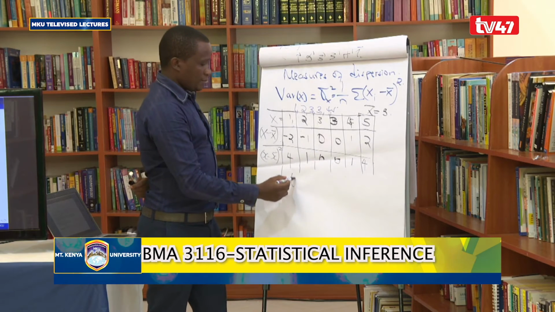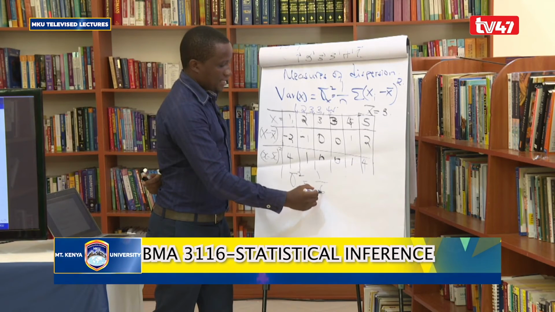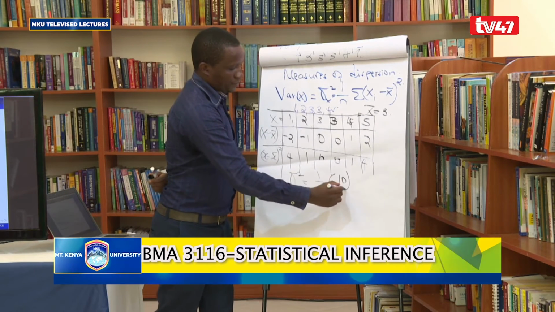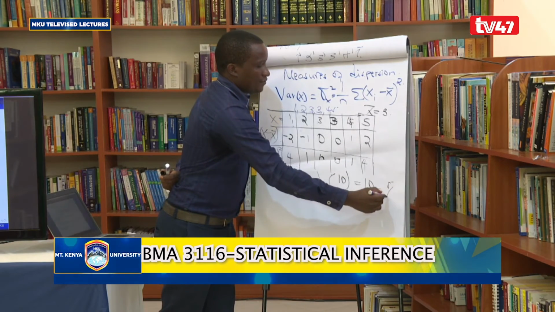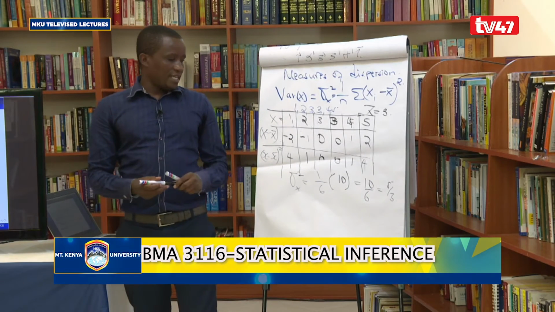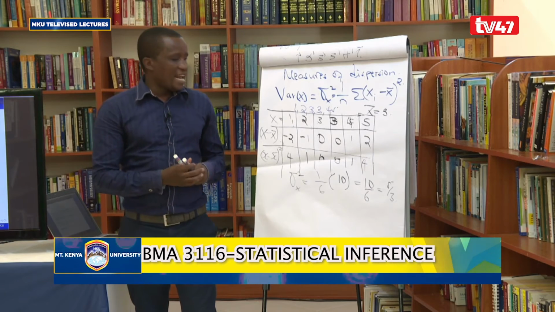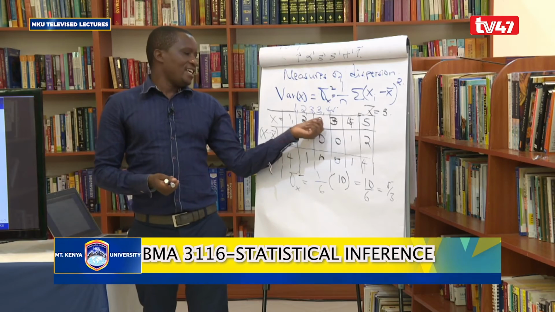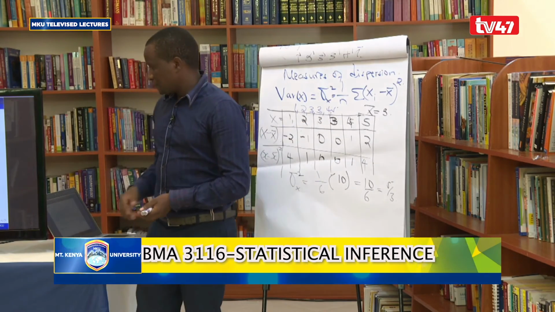Therefore, sigma squared of x, the variance, will be 1 over 6 times 10, which makes 10 over 6, or 5 over 3. So this is the variance. It is measuring the spread of values, considering that they have a central mean at 3.